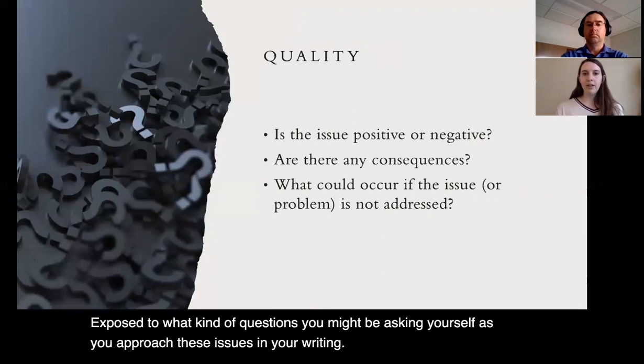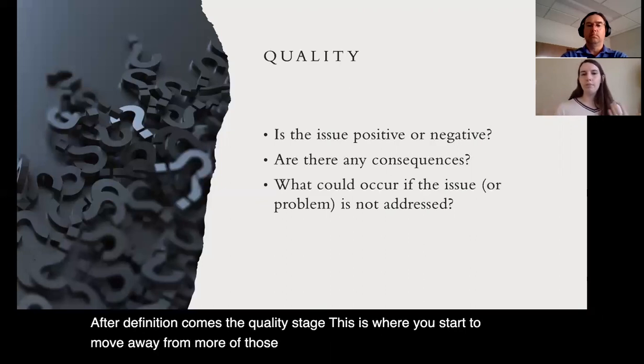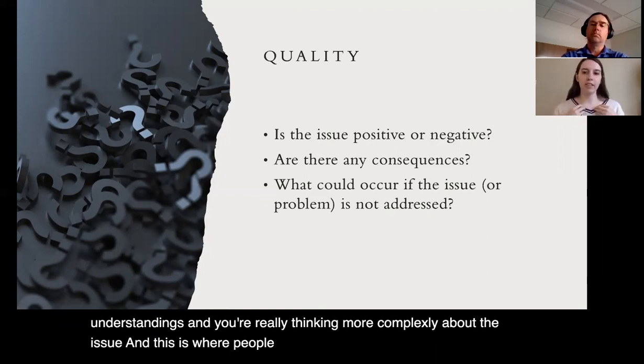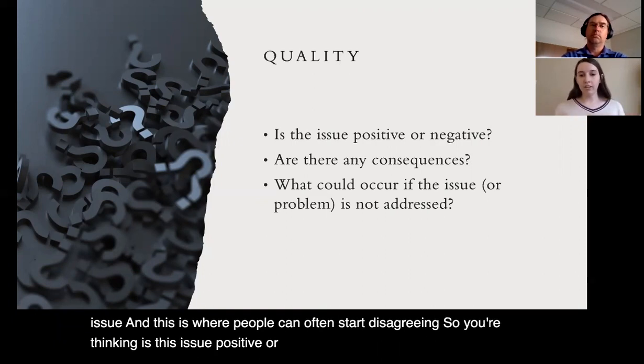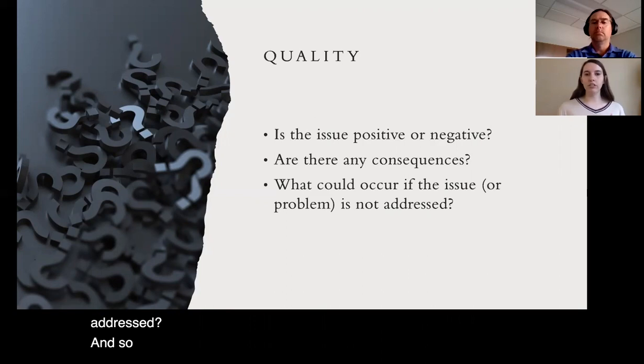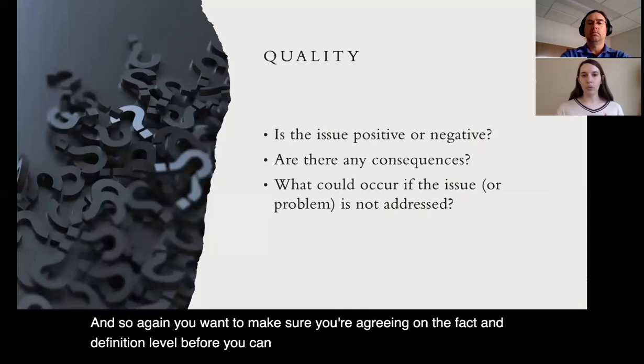After definition comes the quality stage. This is where you start to move away from those really straightforward, basic understandings, and you're really thinking more complexly about the issue. And this is where people can often start disagreeing. So you're thinking, is this issue positive or negative? Are there any consequences? And what could occur if the issue or problem is not addressed? And so again, you want to make sure you're agreeing on the fact and definition level before you can ever agree on quality.